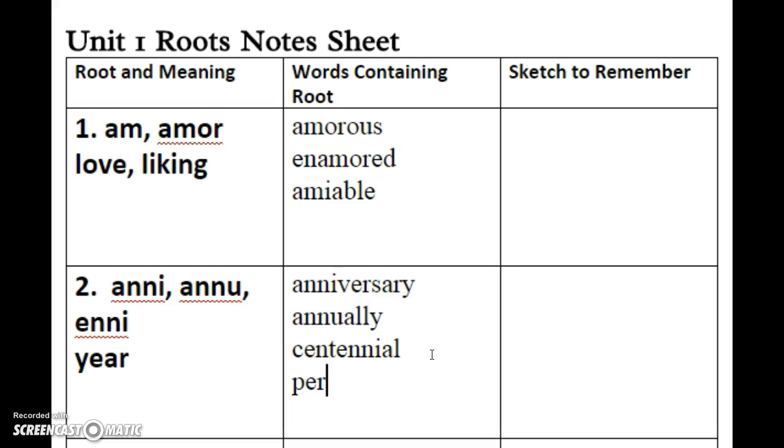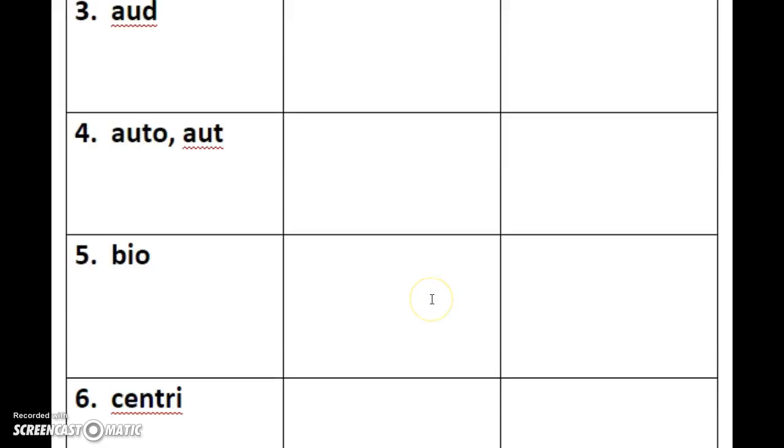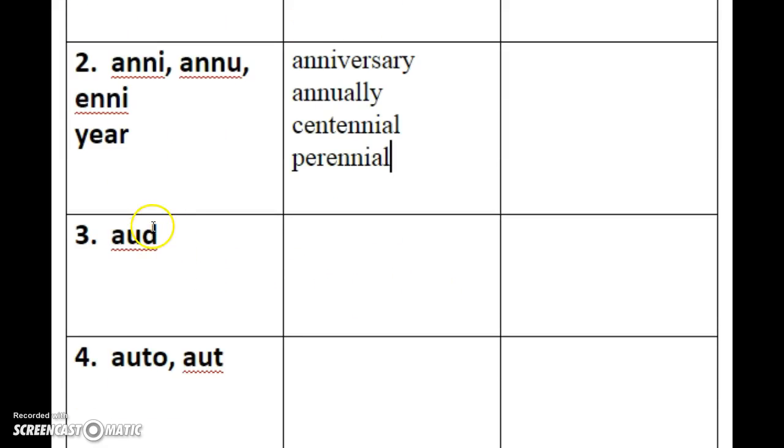Also, if you're a gardener, you might have perennial flowers. Perennials are ones that will come up every year, so you don't have to replant them every year. They seed themselves and they will come up again from the bulbs the next year. So anni, anu, enni means year. Pause, draw a picture, and then we're ready to go on to number 3.